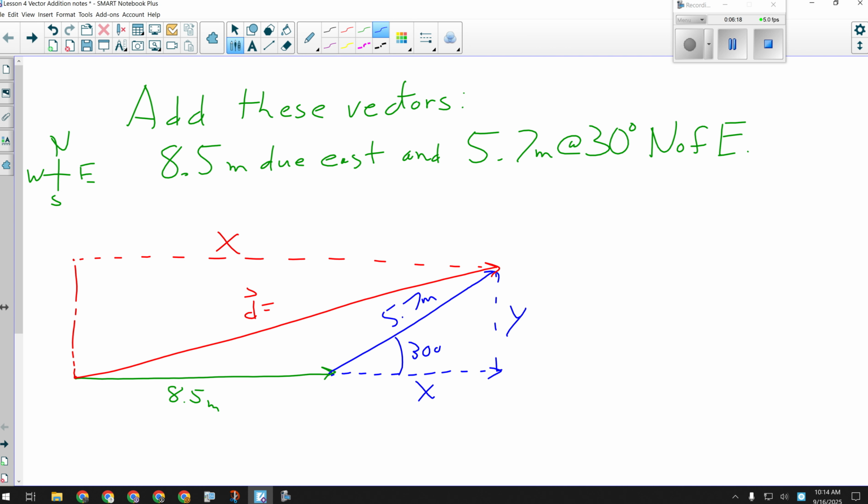Yes, I just have to use trig. I know the hypotenuse and the angle, which means I can use sine and cos here, because I'd be looking for the adjacent side, that would be x, and the opposite side, that would be y.